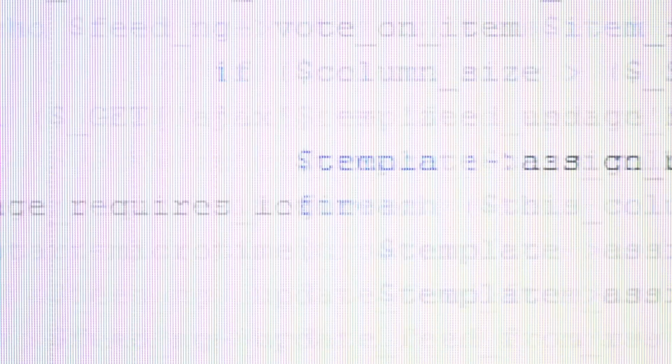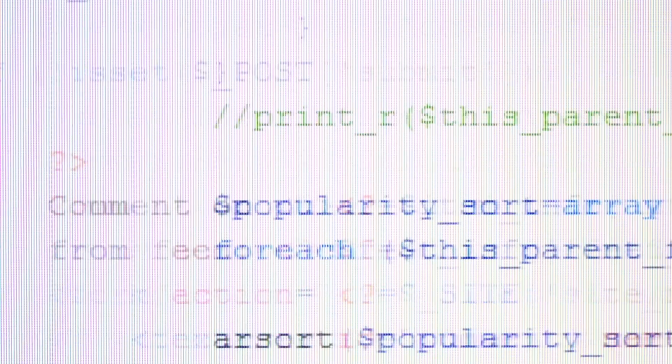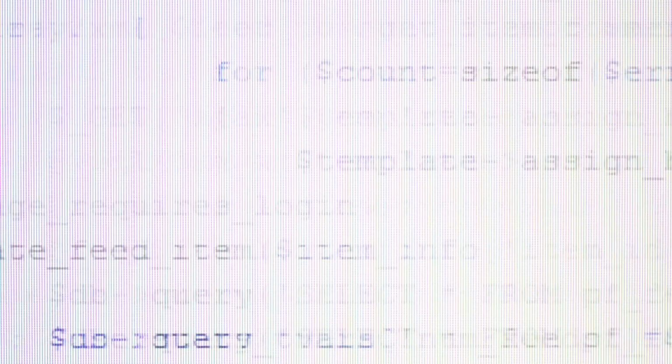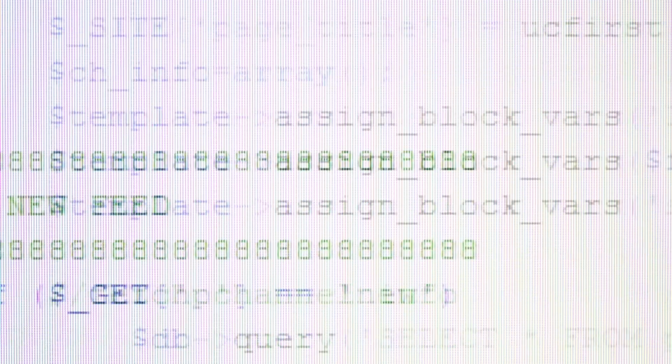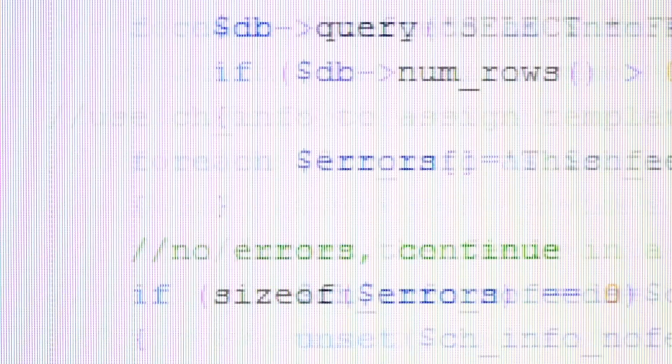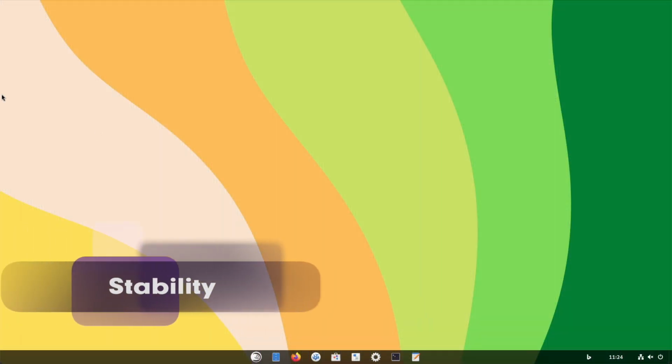By opening its source code to the world, Linux invites users, developers, and enthusiasts from all walks of life to contribute to its development, improve its functionality, and shape its future direction. The result is a vibrant ecosystem of innovation where ideas flow freely, barriers are broken down, and creativity knows no bounds. Stability and reliability.